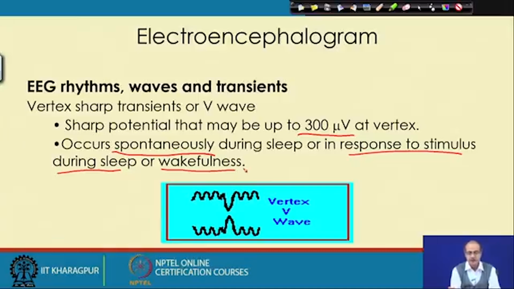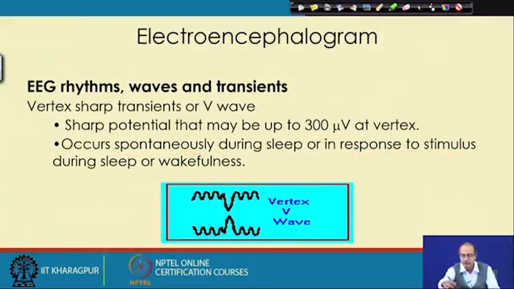So, during sleep it comes spontaneously, and it can also be found in response to a stimulus when the person is sleeping or awake. So, both are possible, and we get a particular magnitude of this wave and a particular shape. With respect to that, we have defined this wave as a vertex sharp transient or V wave.